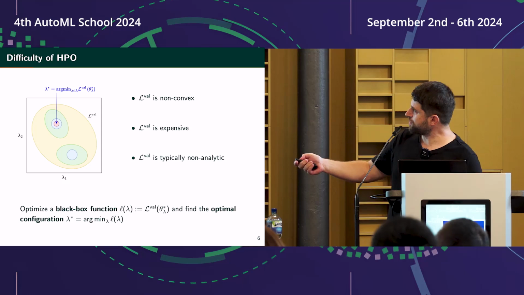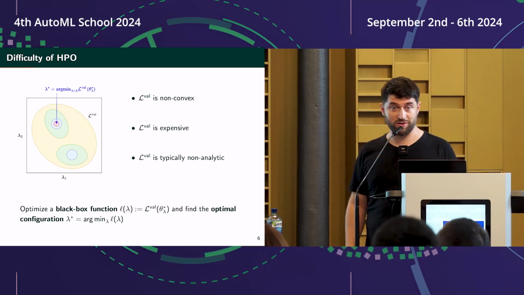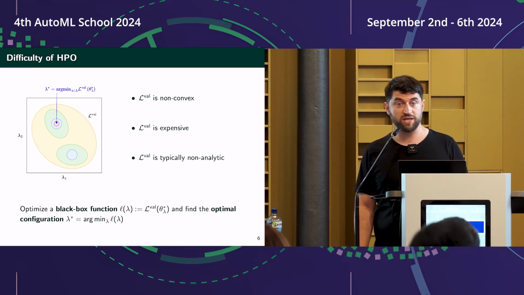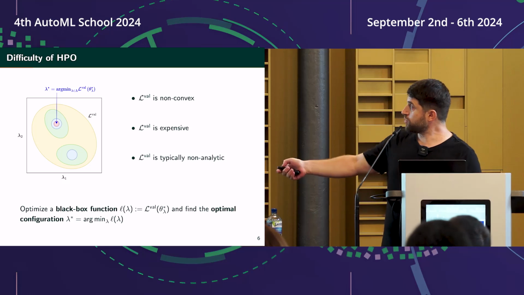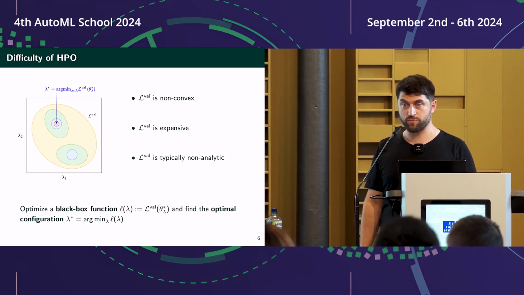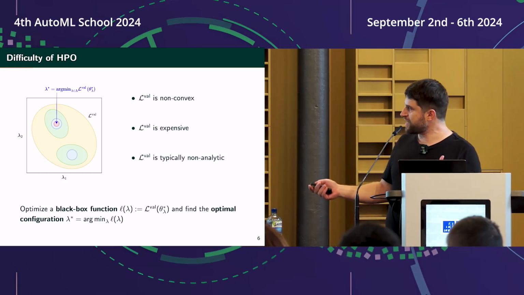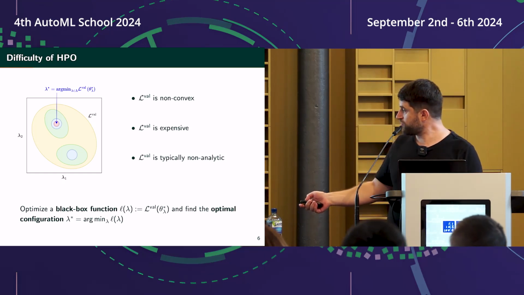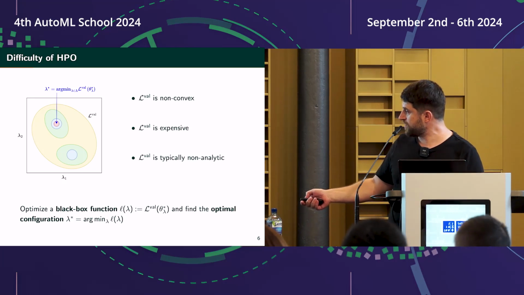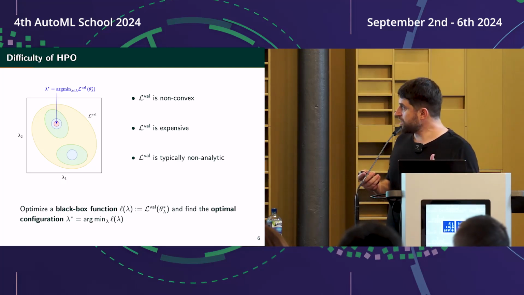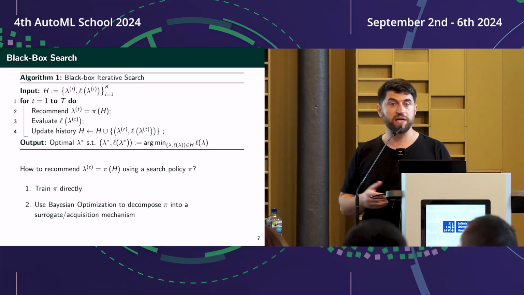So we have a function that is very expensive to evaluate, that is non-convex, and whose gradient or derivative we cannot compute. And what we want to do is still minimize it. So what is our approach to it? Well, basically this becomes a black box minimization or black box maximization approach. So we want to find the optimal configuration that results in the minimum of this function. And in order to do that, the most simple approach is a black box search.